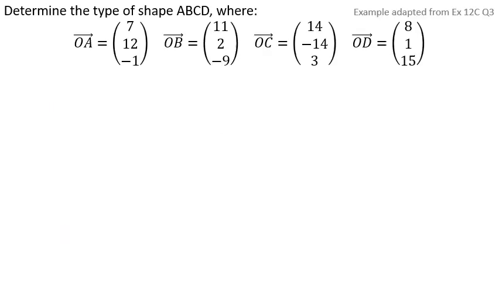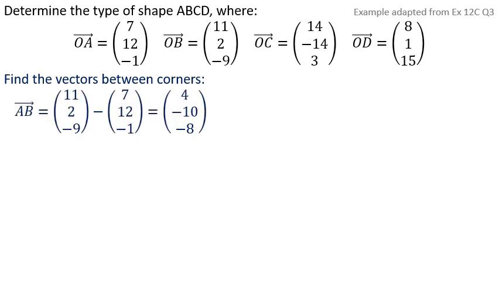So here's our first example. We've got 4 points. I've written them out as position vectors rather than the coordinates because that's what we'll be using them for. And our job is to determine the type of shape ABCD. The first thing we look for is the vectors that represent the edges of this shape. So if you were to go from A to B, what instruction would you be following? The vector AB is equal to OB minus OA.